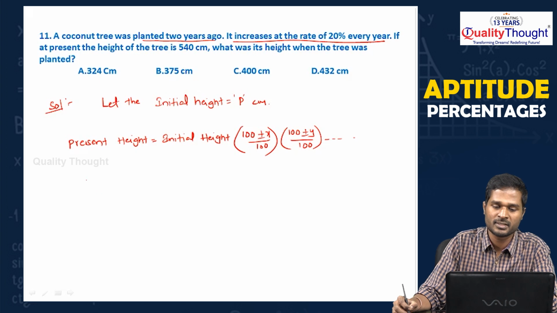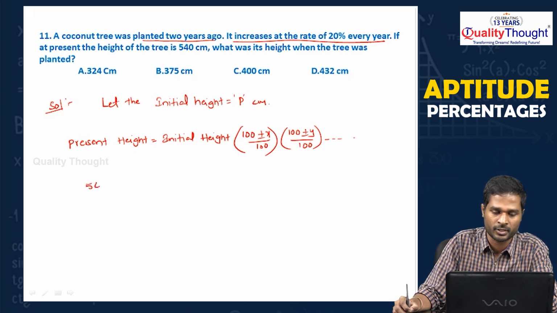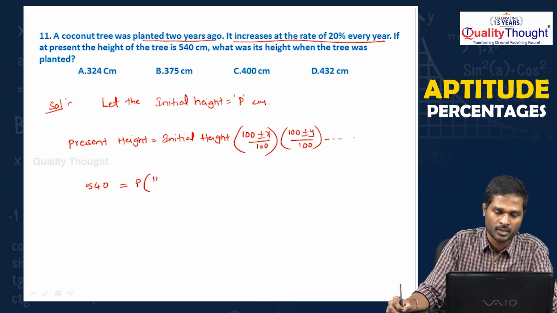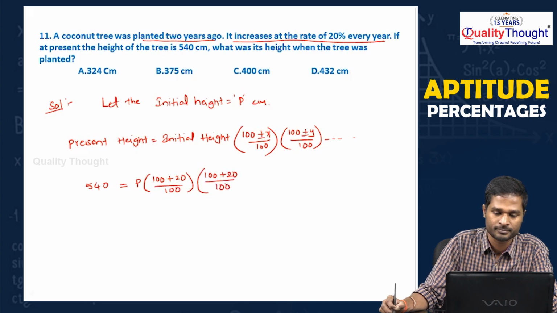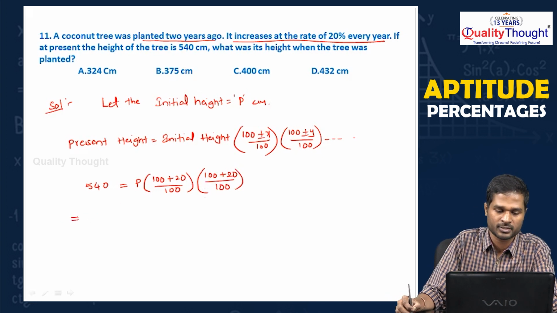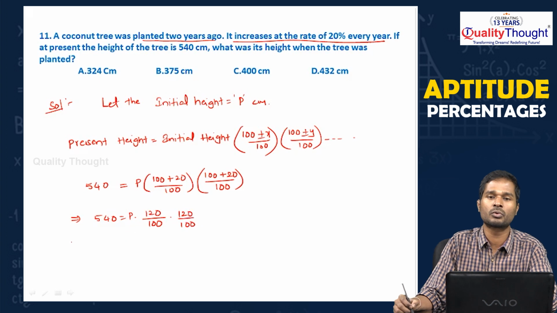So here the present height of the tree, that's what he has given, which is 540. Okay, initial height we have taken as P. And originally it is increased by 20% every year. So for the first year, 100 plus 20 by 100 into again 100 plus 20. It is increased for 2 years, 20%, 20%. So two times we need to take. If you give one more year, take one more time also. So go for the next step here. This is 540 is equal to P into 120 by 100 into 120 by 100. So this is what we can do here.